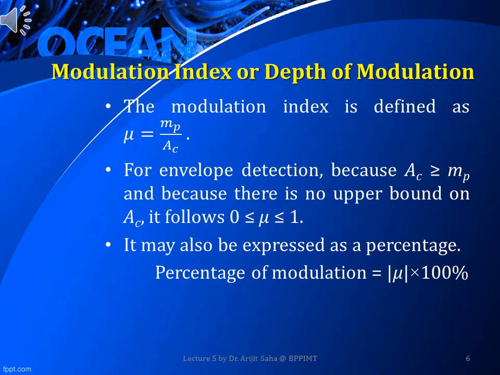For envelope detection, because A_c is always greater than or equal to m_p, and because there is no upper bound on A_c, it follows that μ, the modulation index, should lie between 0 and 1. It may also be expressed as a percentage, where the percentage of modulation is simply μ multiplied by 100%.